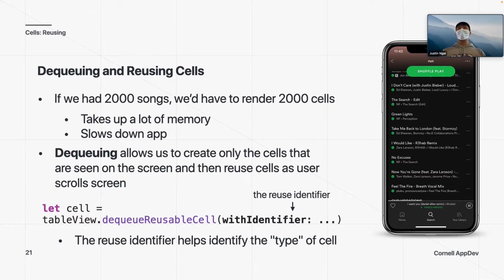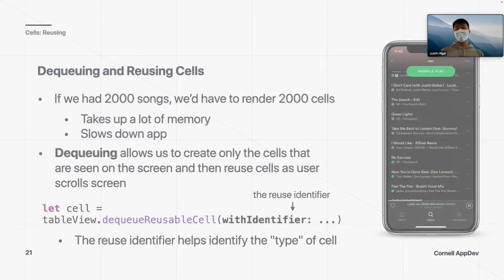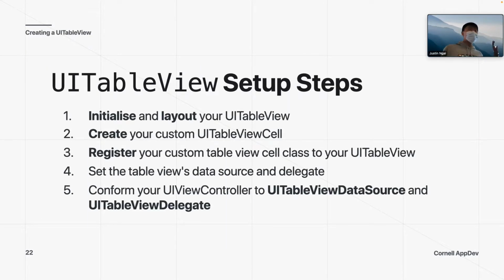Mainly, it's for efficiency reasons, and you don't have to create a bunch of extra cells that you're not actually displaying. Okay? Cool. So this is just to rehash the setup. First, you initialize and lay out the table view. So that's the same as any UI label, UI text field, the stuff that we've worked with already. That part's the same.